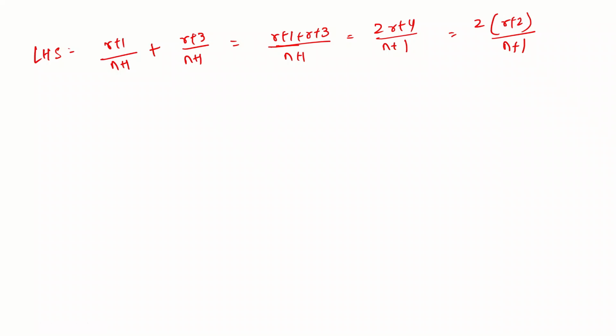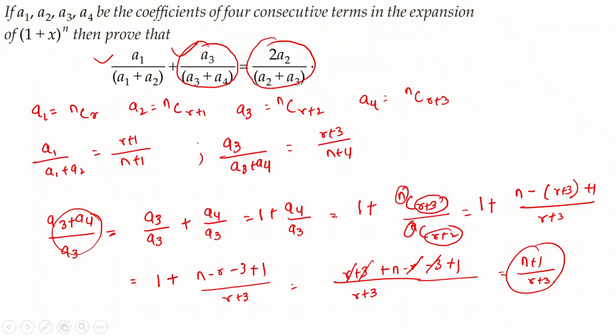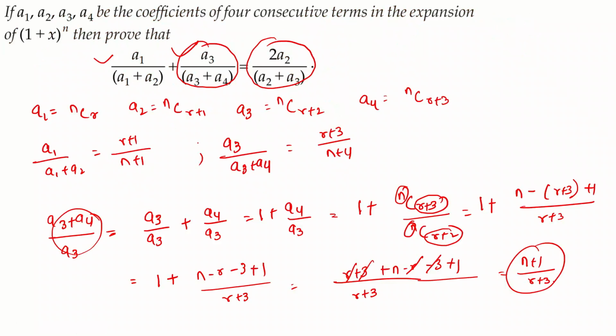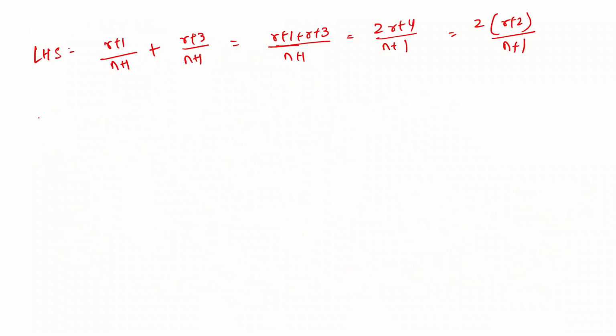Okay, now the right hand side. The right hand side is 2a2 by (a2 plus a3). So we first try to find out the value of (a2 plus a3) by a2. This will help us. So a2 by a2 plus a3 by a2 is equal to 1 plus a3 by a2.